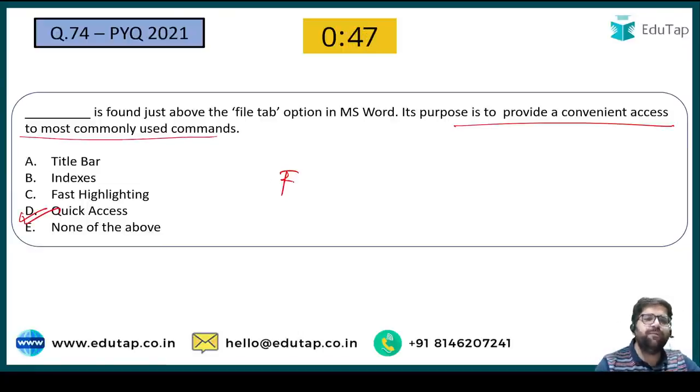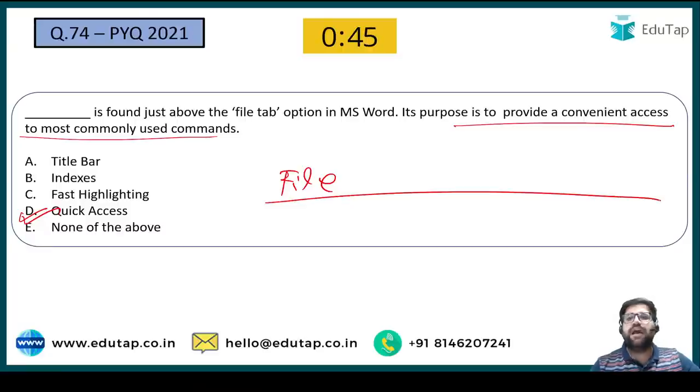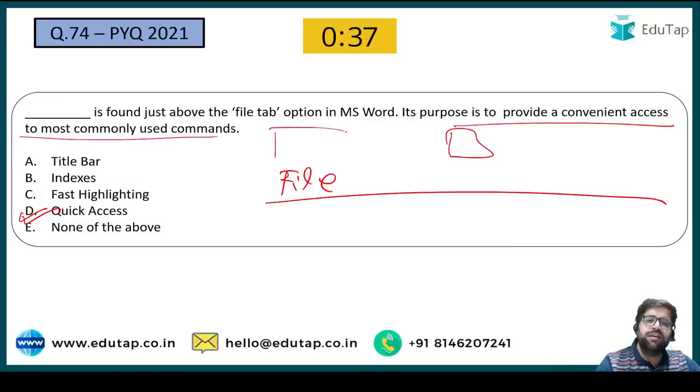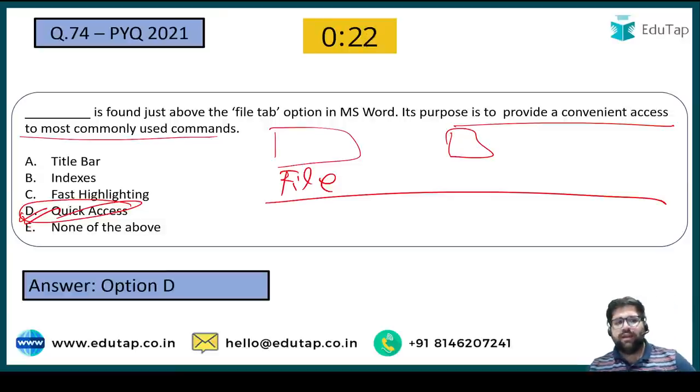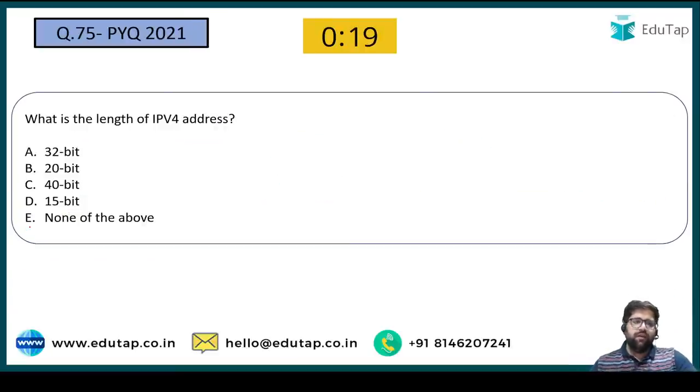Now under the file tab, you will see different tabs like insert, home, and so on and so forth. Above that is the title bar, inside which we have the title of the document. Just beside it, you have this quick access bar wherein different options are given, like save, refresh, and so on and so forth. The correct answer will be D. D, my friends, this is the quick access bar. Okay, the title bar will only have the title of that particular document.